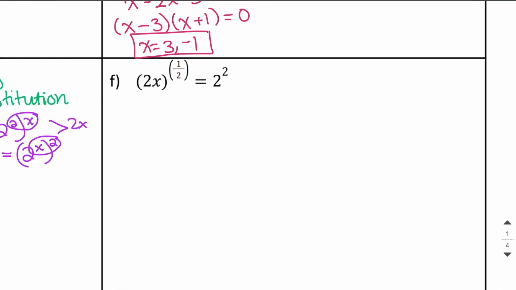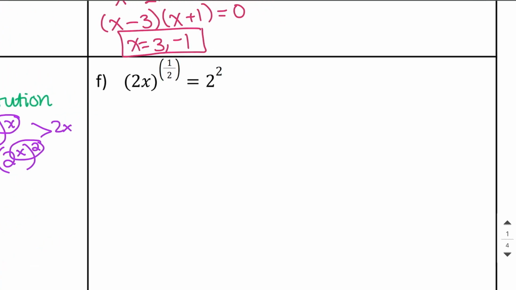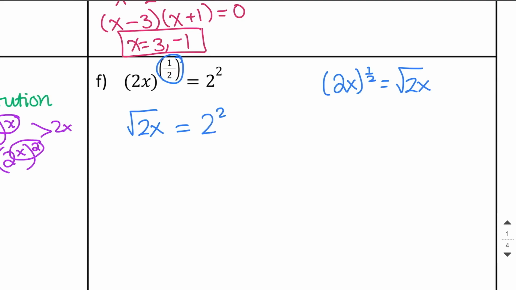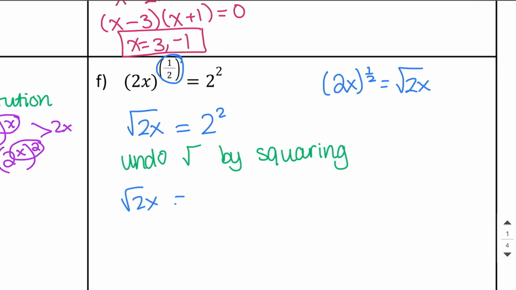Now, this next one, even though it looks like it's an exponential equation, it isn't. But just a reminder that this exponent of 1/2 means that you are going to do the square root. So 2x to the power of 1/2 is the same thing as the square root of 2x. So here I'm going to say the square root of 2x equals 2 to the power of 2. How do I undo the square rooting? I'm going to square both sides.